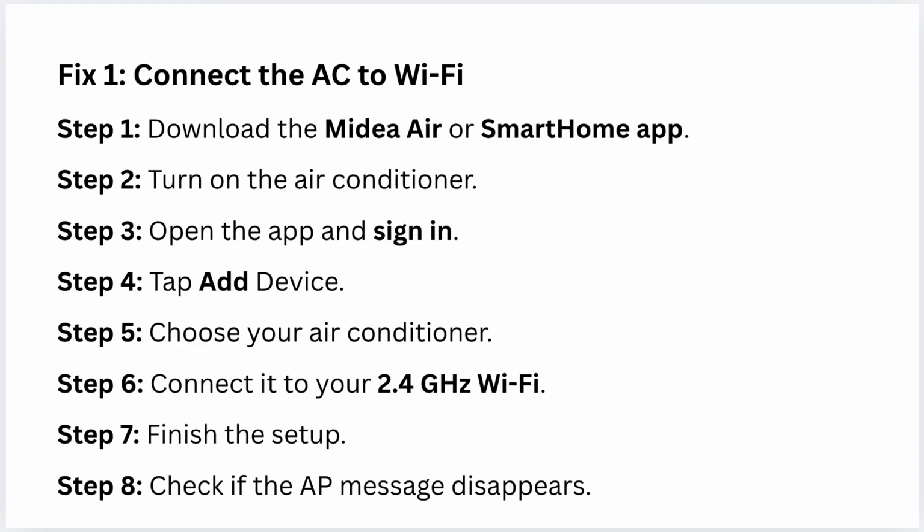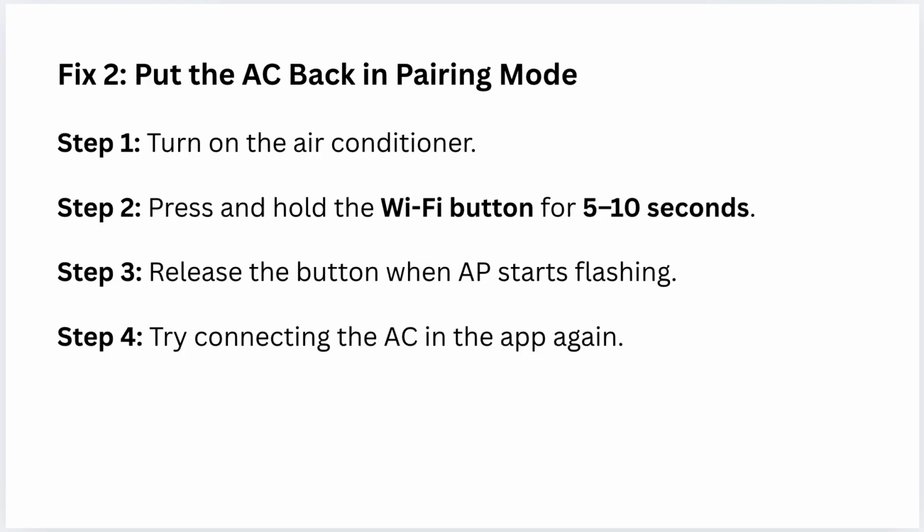Download the Midea Air smartphone app. Then turn on the air conditioner. Open the app and sign in. Tap add device, then choose your air conditioner. Connect it to your 2.4 GHz Wi-Fi. Finish the setup. Check if the AP message disappears.